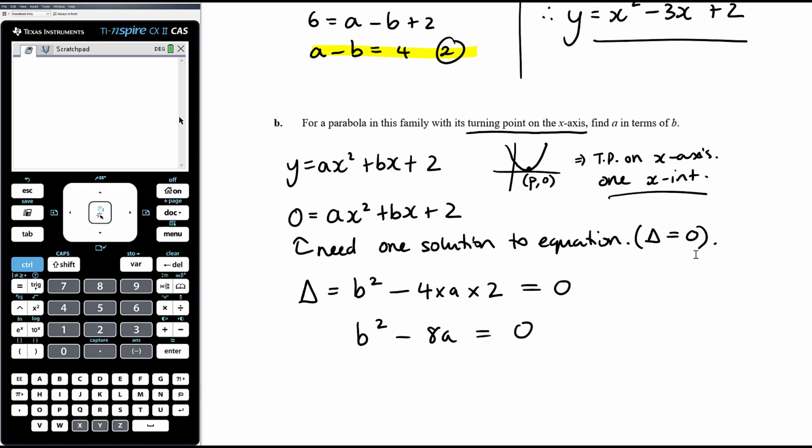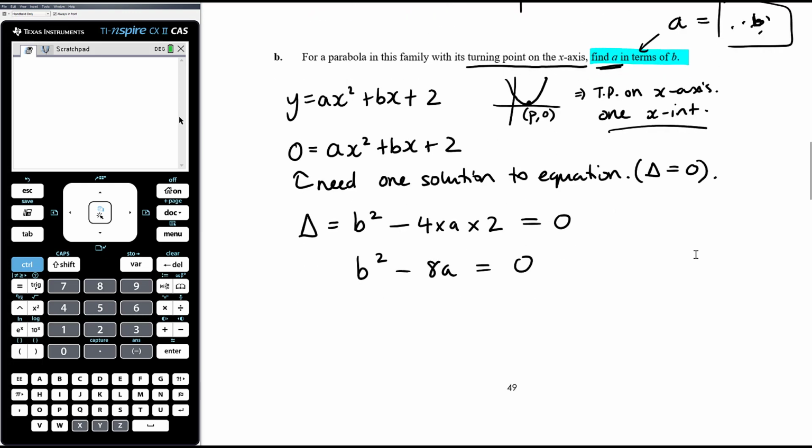And the question asks us to find a in terms of b. Let's be clear about what that means. That means a equals, we want to find a. So it's not b equals, it's a equals. But it's not going to be a number, it's going to have b in it somewhere. So a has to be some kind of algebraic expression that involves b. As I said before, if it says find a in terms of b, it doesn't mean a in terms of b and other letters, it just means a in terms of b only.